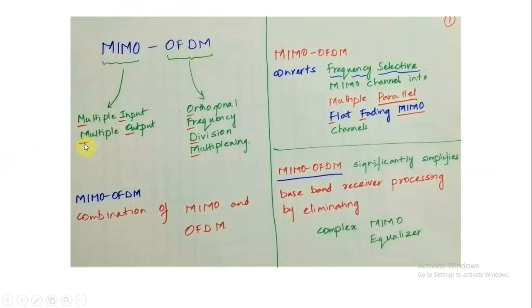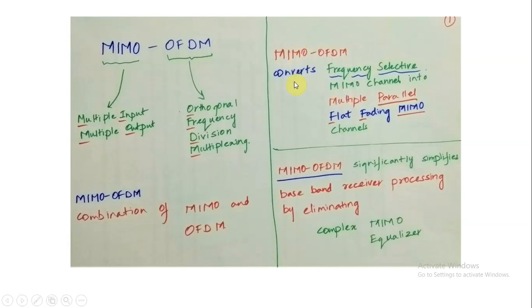MIMO stands for multiple input multiple output systems, which we discussed before, and OFDM is orthogonal frequency division multiplexing, which we discussed before. So MIMO OFDM is a combination of the best of both worlds. It is a combination of multiple input multiple output systems and orthogonal frequency division multiplexing. So what are the advantages of combining these two technologies?